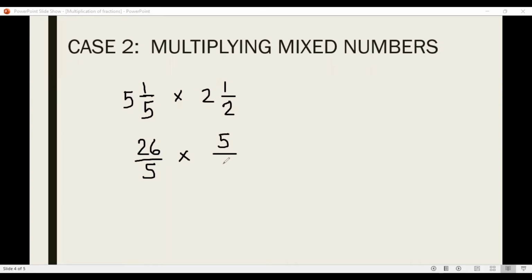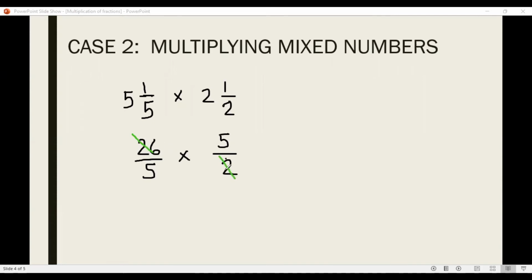Okay, so these are now in improper form, and like the method that we just had a while ago, we go now to the cancellation process. We cannot cancel 26 and 5 because they are not divisible by a common number, and so with 5 and 2. But if you check this numerator and the denominator of the other fraction, we can actually cancel by 2 because they are both even numbers.